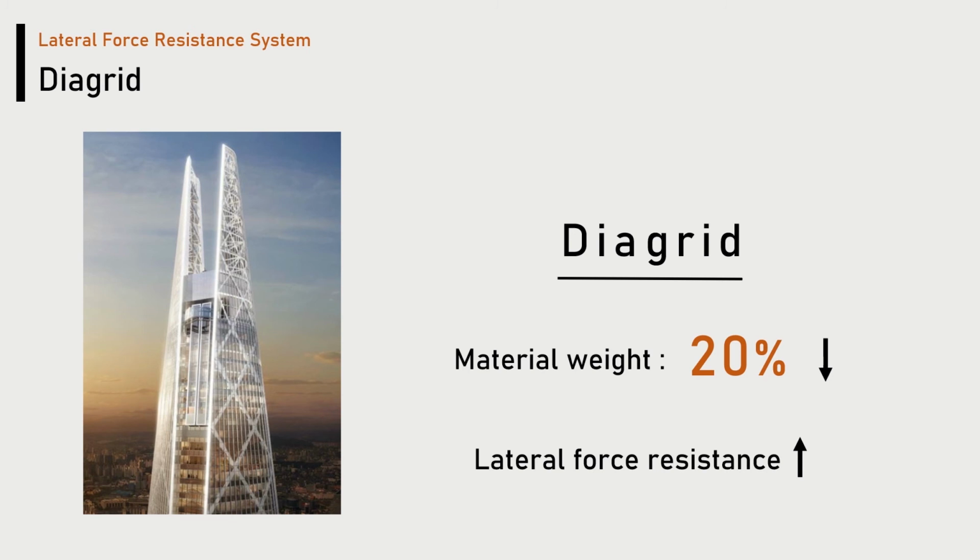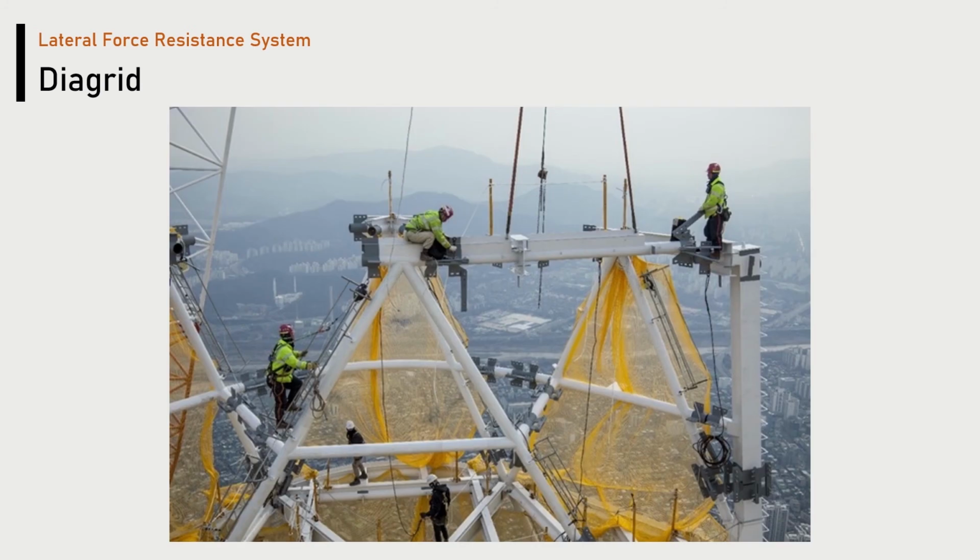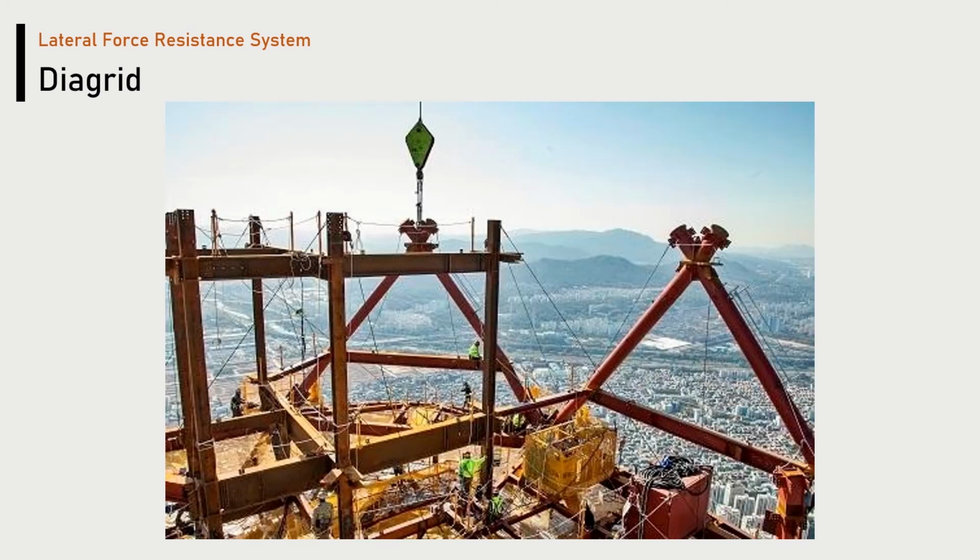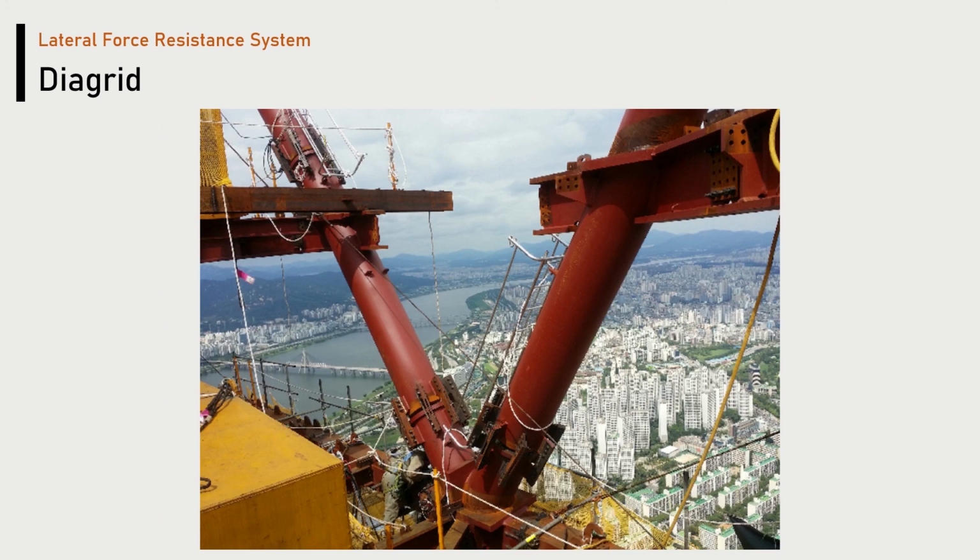So, the diagrid system is applied in Lotte Tower. Before explaining the principle, we will first look at the actual construction. This picture shows the diagrid being constructed. It's almost the top part, and please focus on the triangle structure. This is the node part of the diagrid, and I will explain it later.